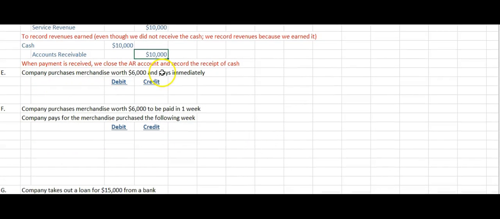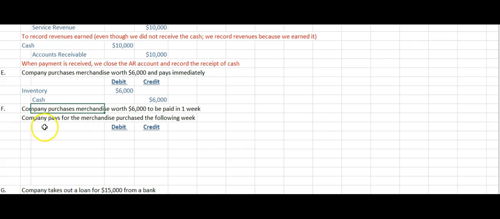Company purchases merchandise worth $6,000 and pays immediately. Okay, so they purchase merchandise, so their inventory goes up, right, by $6,000. It's not an expense yet because they're just getting inventory. And cash goes down by $6,000.